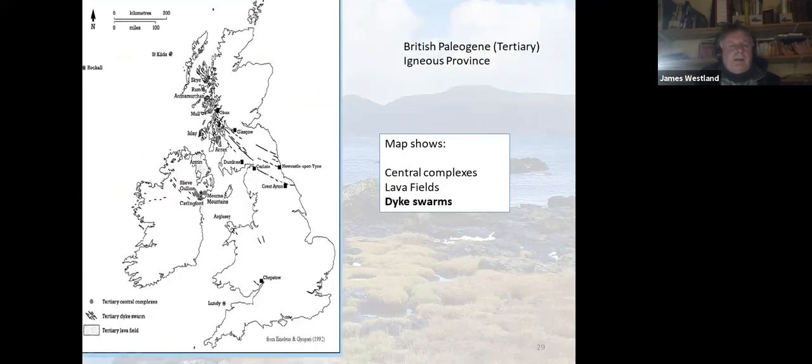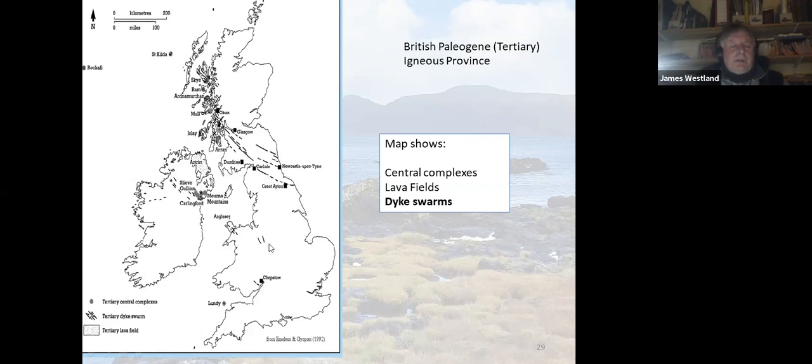And here's a famous old map. There's loads of places. This shows some of the dikes that spread from Mull and go across the Southern Uplands and into the north of England. So some of these do go for quite a distance. They can go considerable distances with some of these dikes. They're quite remarkable.